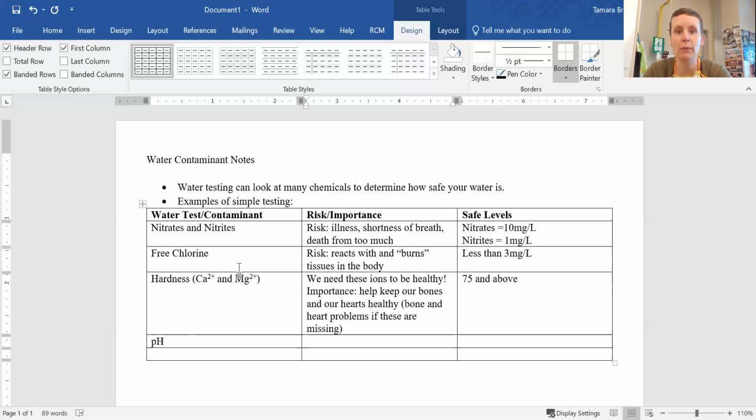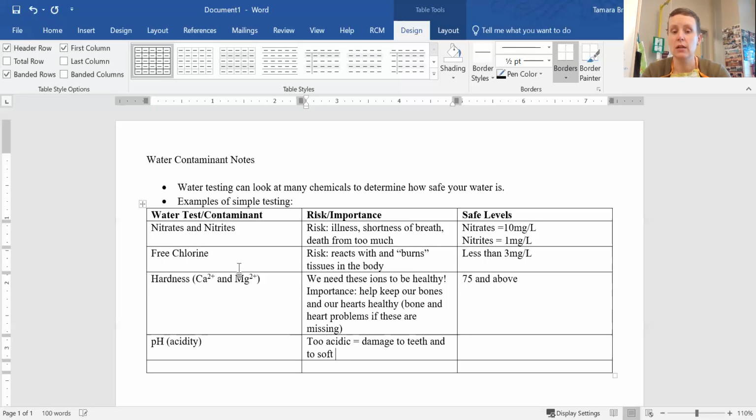All right, pH, lowercase p, capital H. Okay, we might have learned about pH in biology. That's basically acidity. So too acidic means damage to teeth and to soft tissues like your gums, okay? The inside of your throat, those are all soft tissues, okay? Your skin is a soft tissue, but it's a little harder to damage that than your gums, okay?